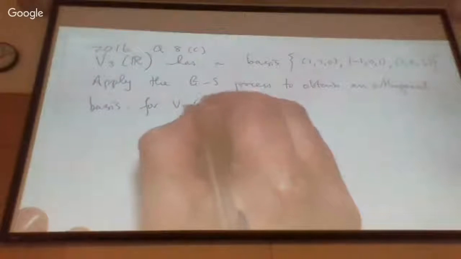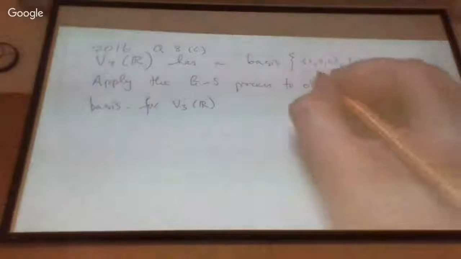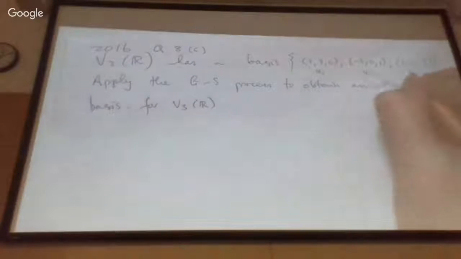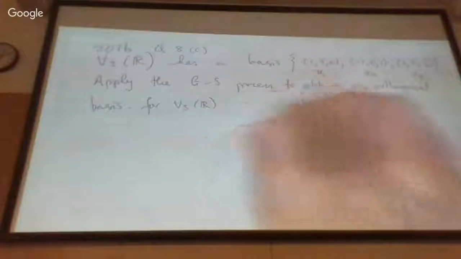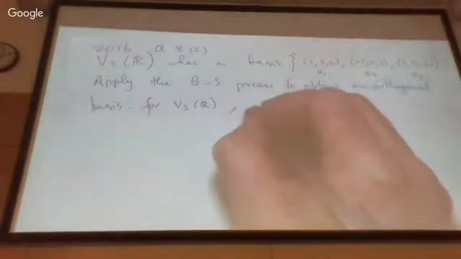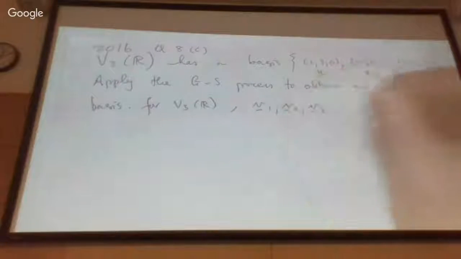For V3R. So we'll take it that these, to match the notation and the language of the specification in the book, are our old vectors U1, U2, U3, and the process specifies how to build a new basis. So this new basis will be V1, V2, V3. I'll underline my vectors.